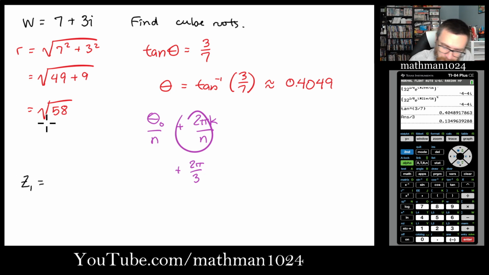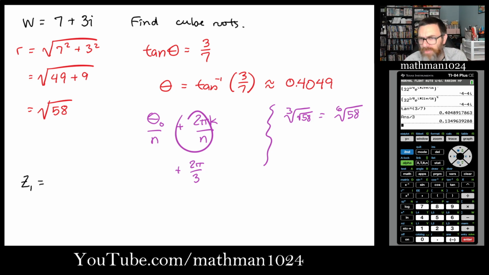So let's see, starting with the first root. Now, it's not going to be the square root of 58. It's going to be the square root of 58 inside of a cube root. You've got to do the cube root of the square root of 58, and that's going to give you the 6th root of 58. Just like above, we had the 8th root. So when you have a root of a root, you multiply those indices, 3 times 2 is 6. That's going to be the root that you're going to use. All right, so this is going to give us the 6th root of 58.